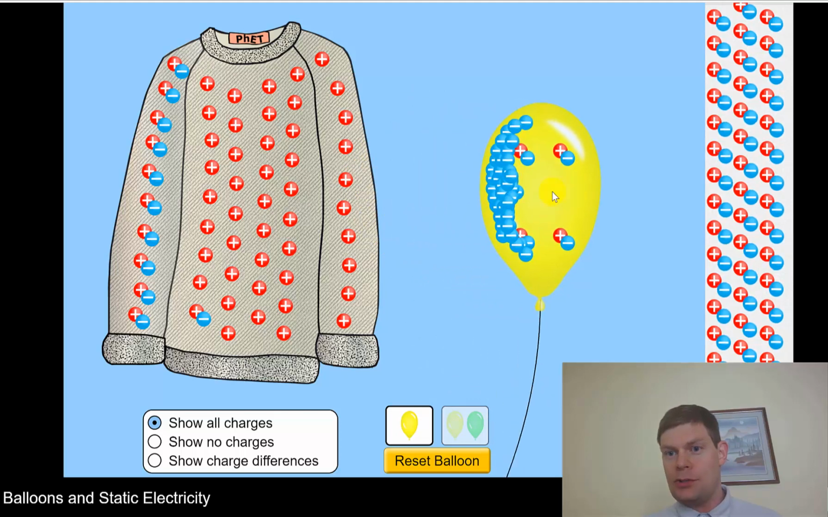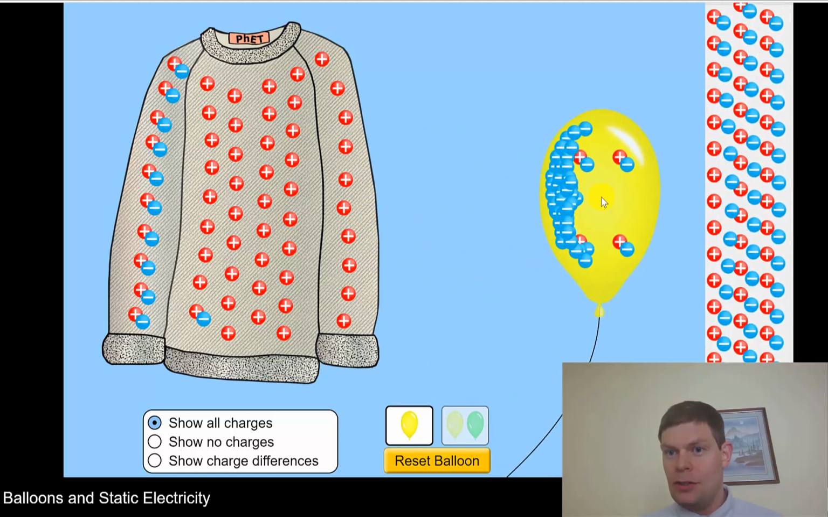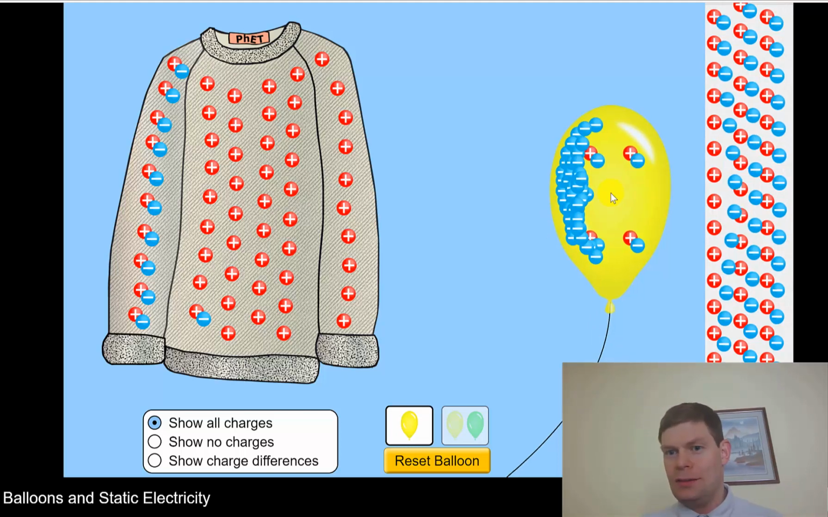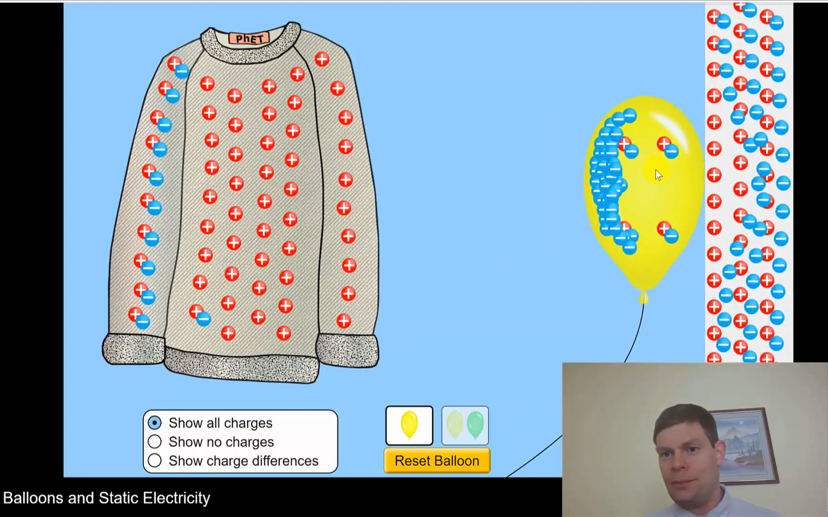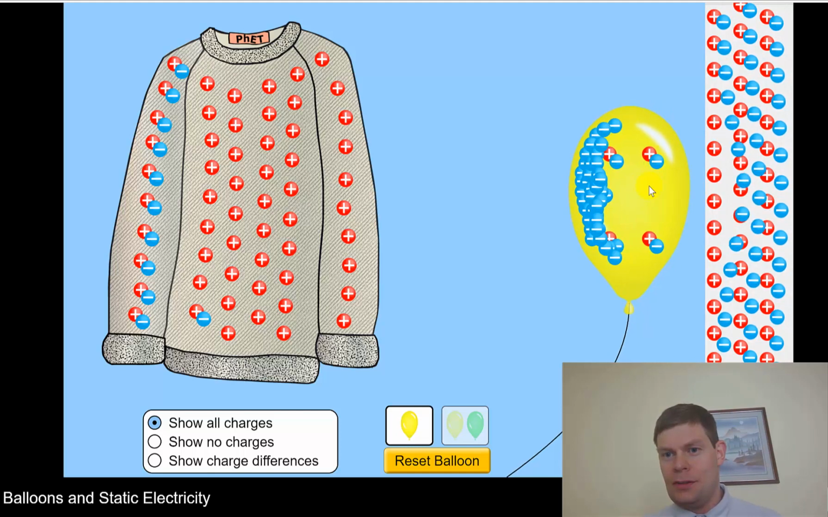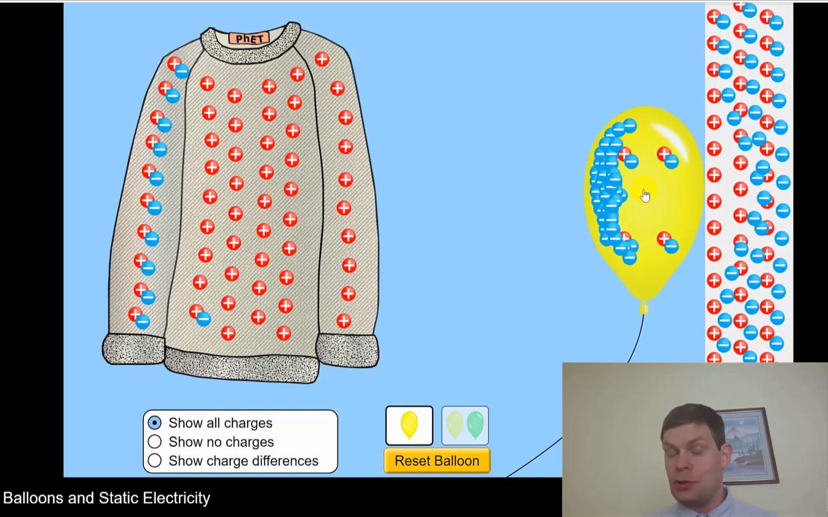So if we bring it a bit closer, notice the electrons move away, and so we've got a bunch of positively charged things that are closer than the negative charges. So even though there's an equal number of positive things as negative things, the negative things end up moving so that there's a net force of attraction. We've got to get it a little closer. There we are. So charged objects attract neutral objects.